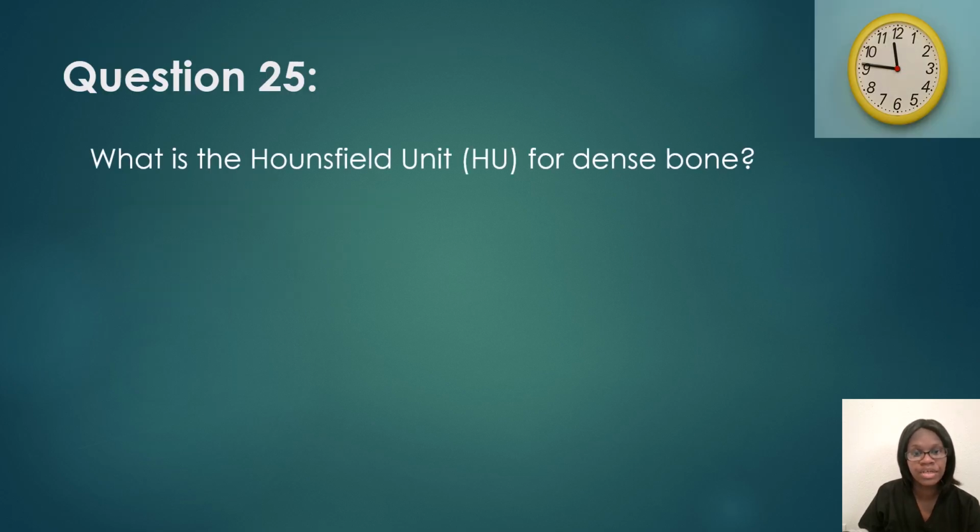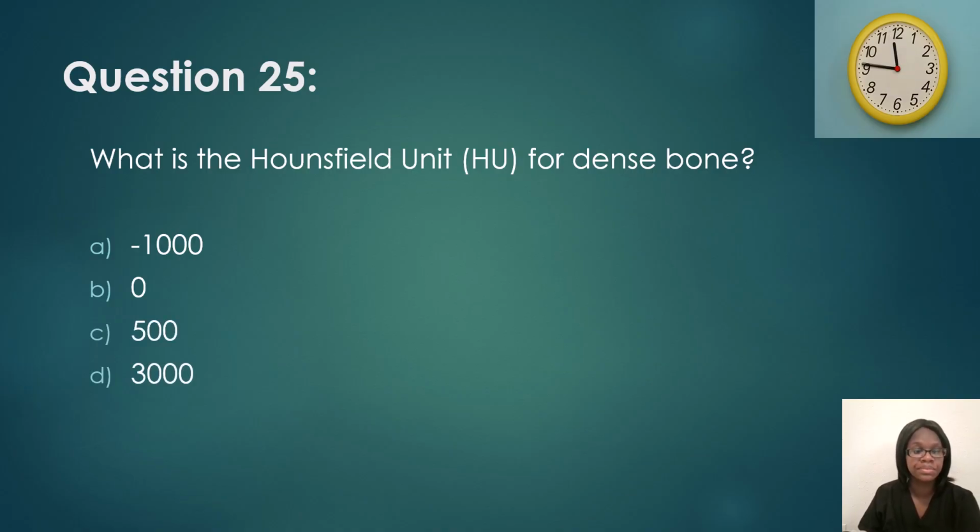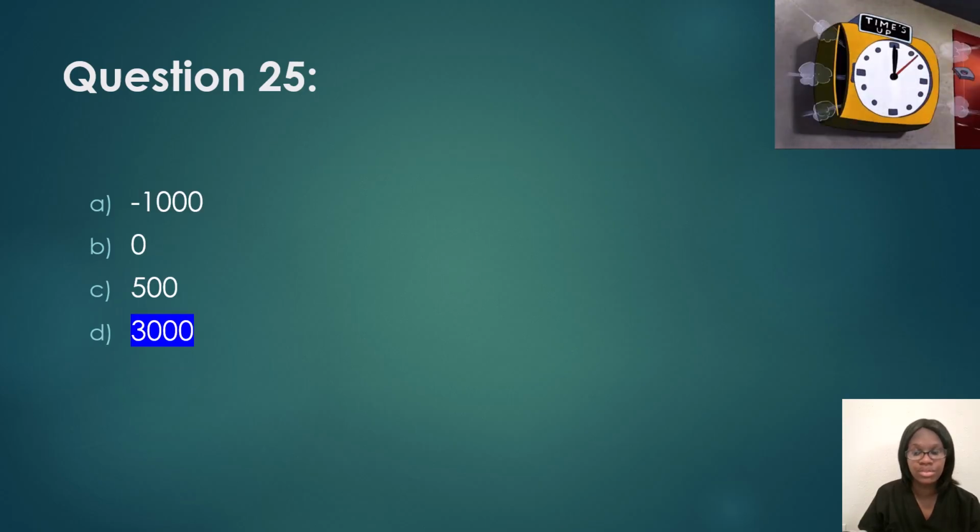Question 25. What is the Hounsfield unit for dense bone? A, -1,000. B, 0. C, 500. Or D, 3,000. All right, the correct answer is D, 3,000.